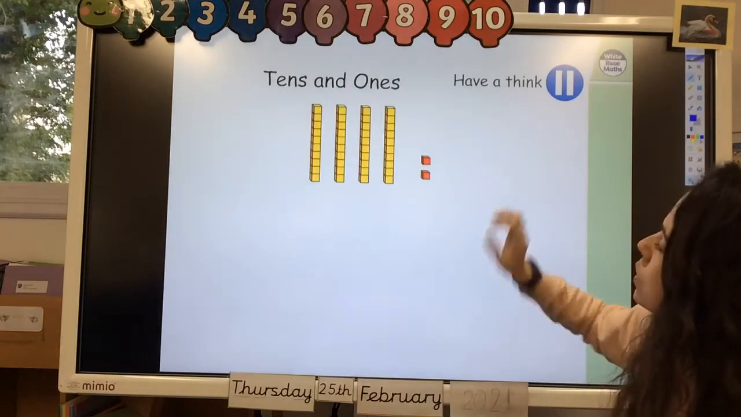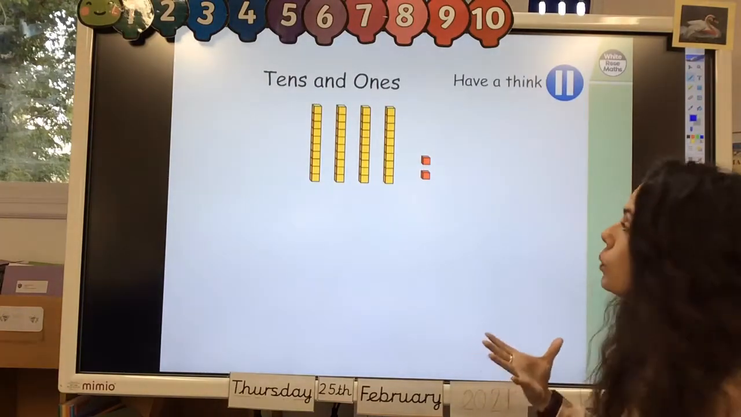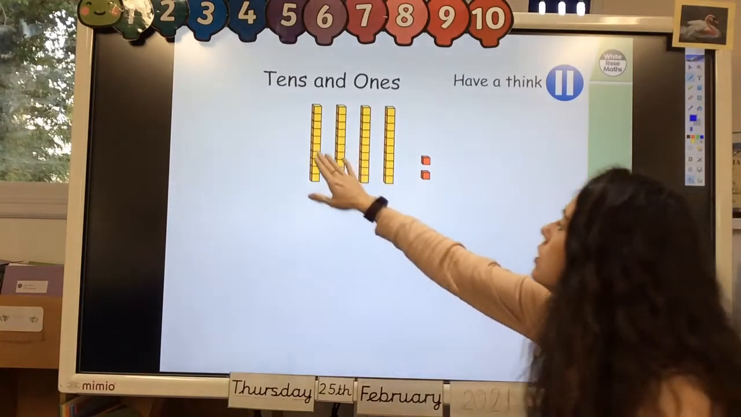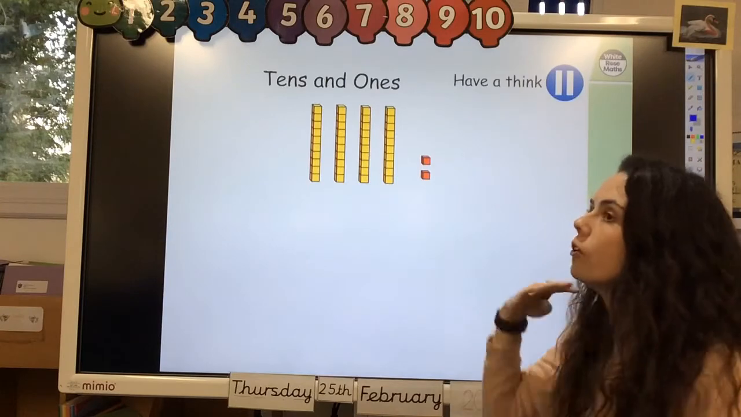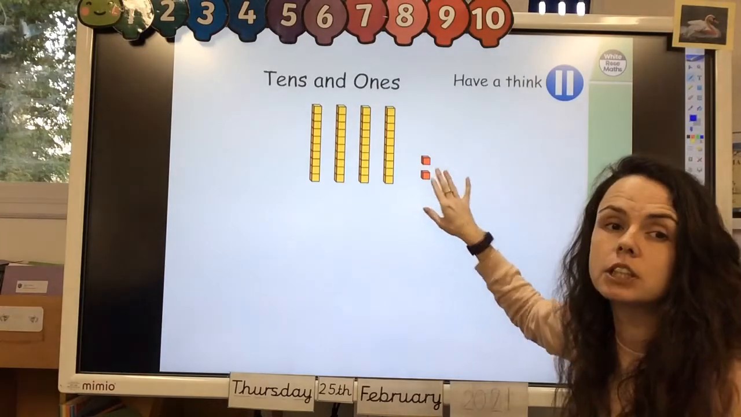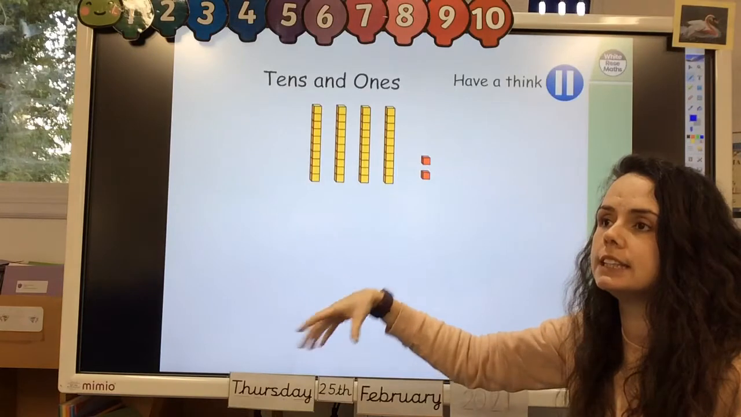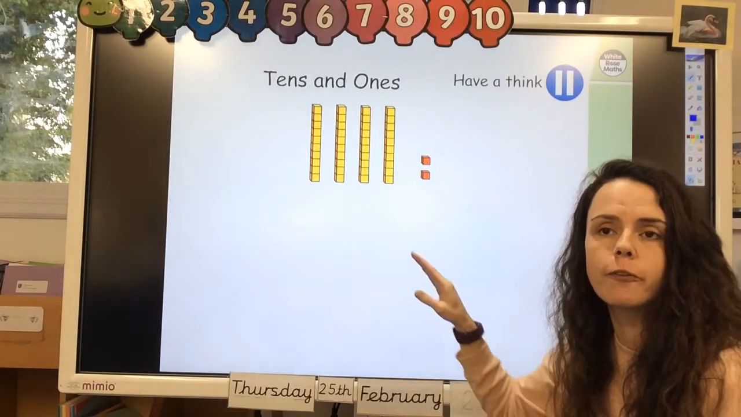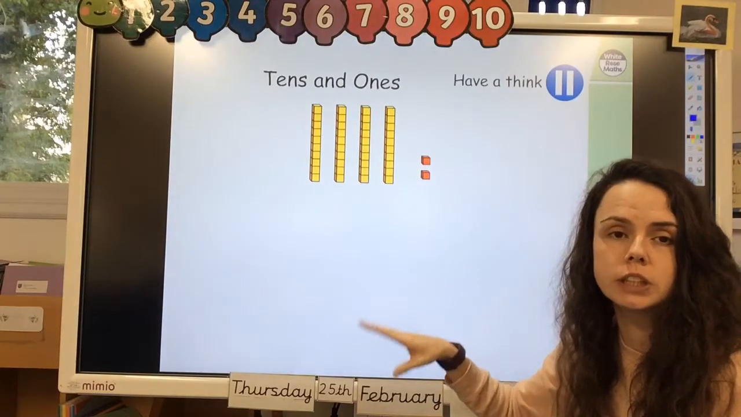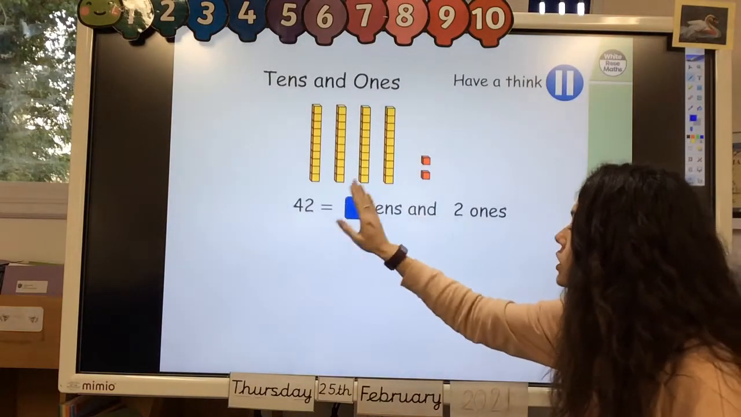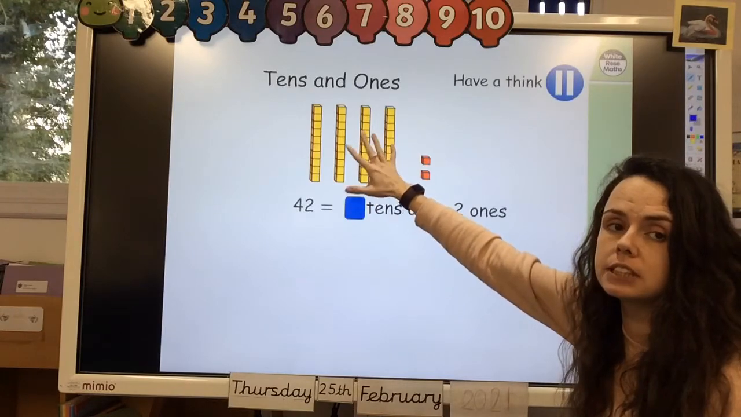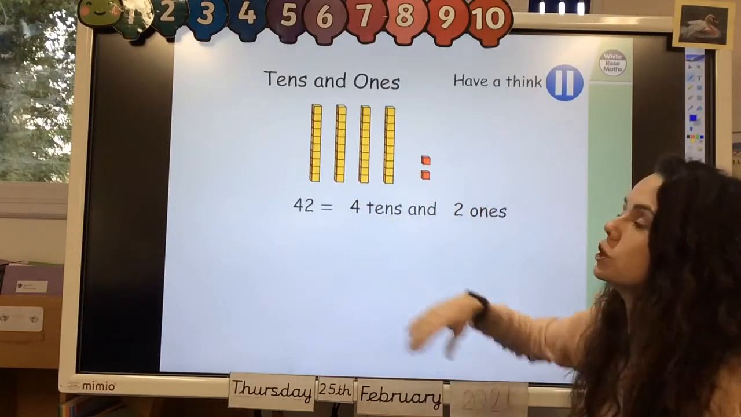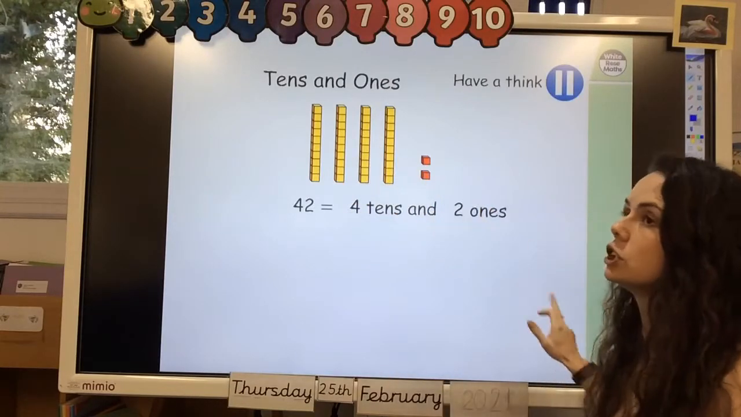So, how many have we got here? How many 10s? 1, 2, 3, 4. 4 10s. And how many 1s? 2. So 4 10s and 2 1s. So you need to do a 4 and a 2. 4 is 40. 42. So how many 10s in 42? 4. And how many 1s? 2. So 42 is shared out into 4 10s and 2 1s. Well done.